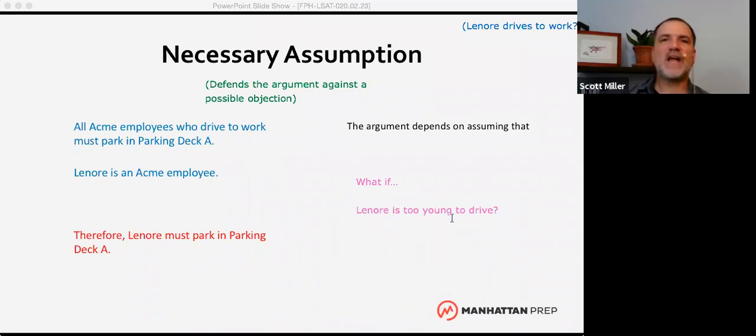You notice this is kind of weird, right? This is coming out of left field. You might be saying, what do you mean too young to drive? But because this is an objection that would actually hurt the argument, what that means is it is necessary to assume that Lenore is not too young to drive.